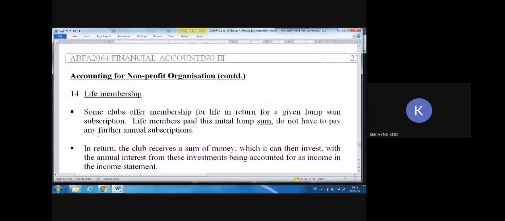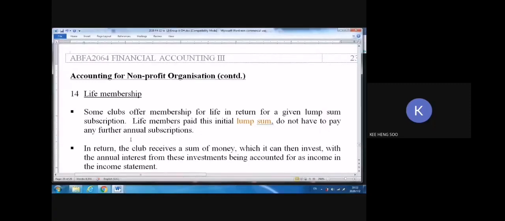Okay, life membership. This one is only one lump sum payment. You know what's the meaning of lump sum? Sekaligus. They do not have to pay the further annual subscription. If I ask you to pay every month $10, 1 year will be 120. Sometimes the club society say, "Don't want like that, very troublesome. You pay me $100 for 1 whole year." Or sometimes say, "Every year also must collect money from you. You pay me 1 whole life, 1,000 ringgit." So this is called life membership.